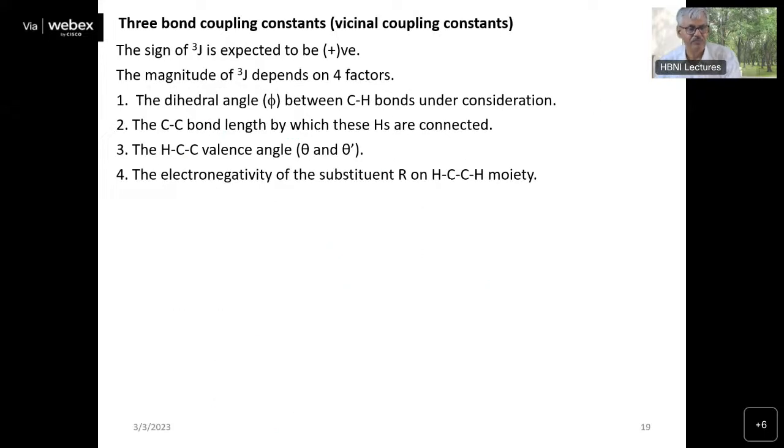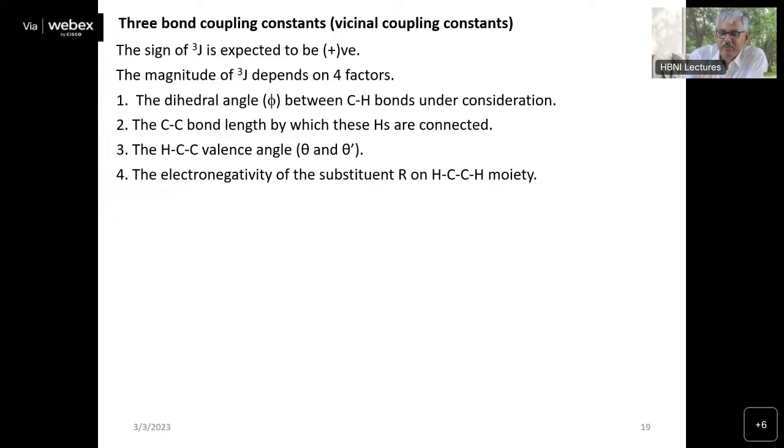Now for the three-bond coupling constant, we call it the vicinal coupling constant. And as with one bond, 3J is expected to be positive. You can draw a scheme like I showed for one bond and two bond, so you can draw it yourself for three bond. And if you are not able to do it, you can ask me later on.